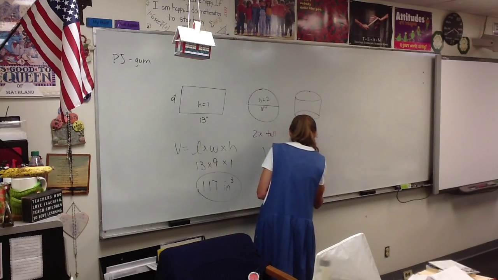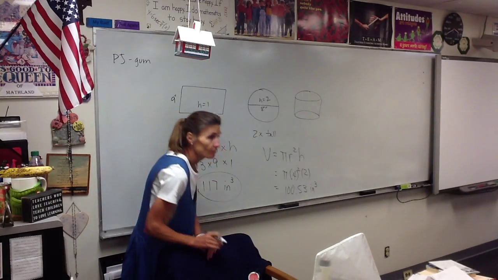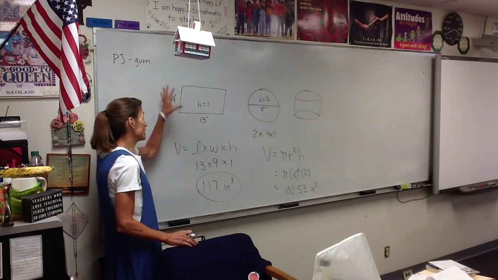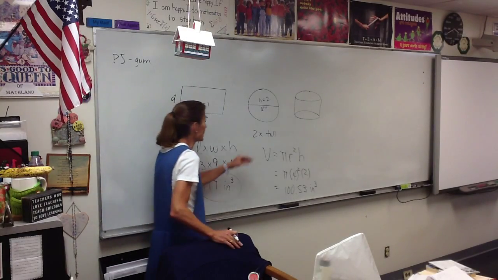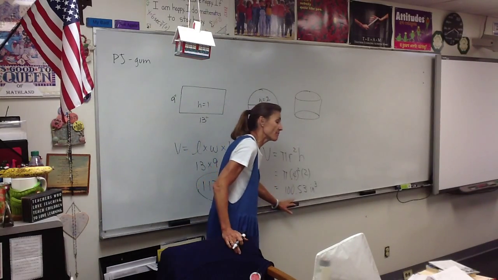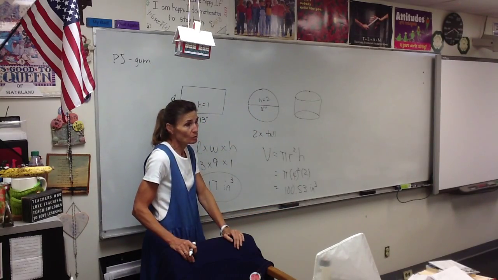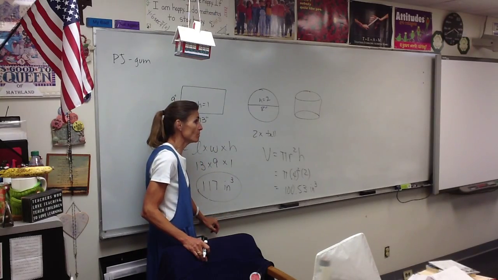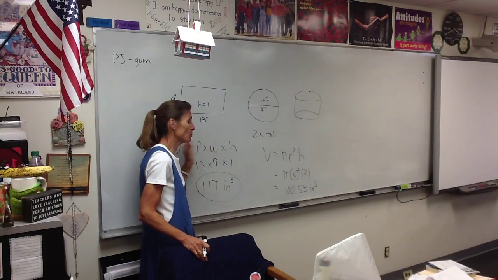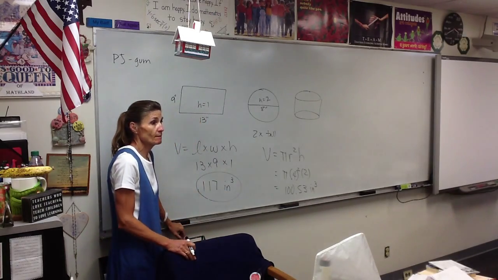I got 100.53 if I typed it in mine. So if you go into the store, you're going to get 117 cubic inches of this cake. You're going to get 100.5 cubic inches of that cake. So if you're paying the same price, which one are you going to buy? The rectangle, because you get more for your money. It may not be as pretty or it may not be what you want, but you're going to get more for your money with this cake.